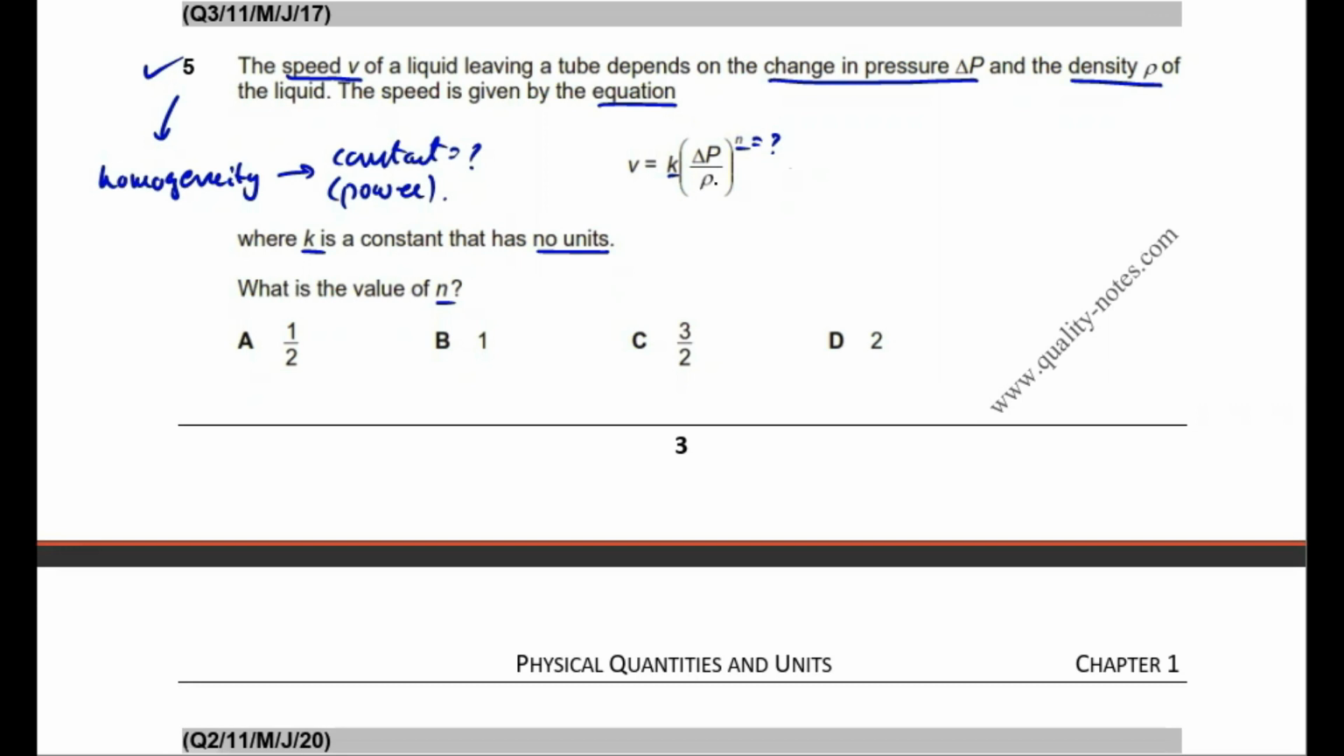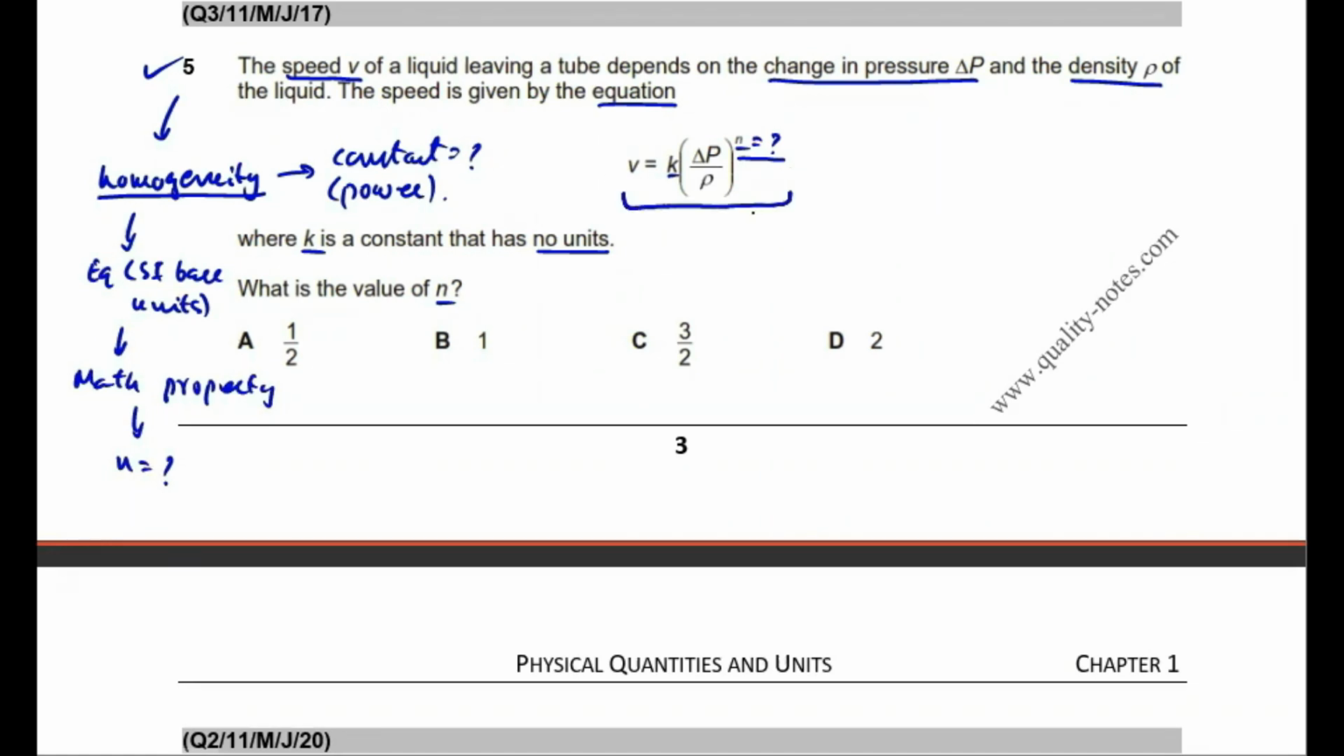Students, remember that in all such questions where we have to determine the value of a power in the given equation, we almost always use the property of homogeneity of the physical equation. We use this property to write an equation from the given equation that only contains SI base units. And then students, we use another mathematical property to determine the value of the power in the given equation. Let me show you how that's done. See students, this is our given equation in this question.